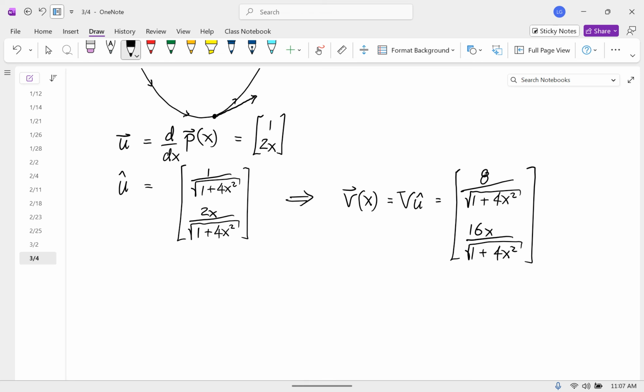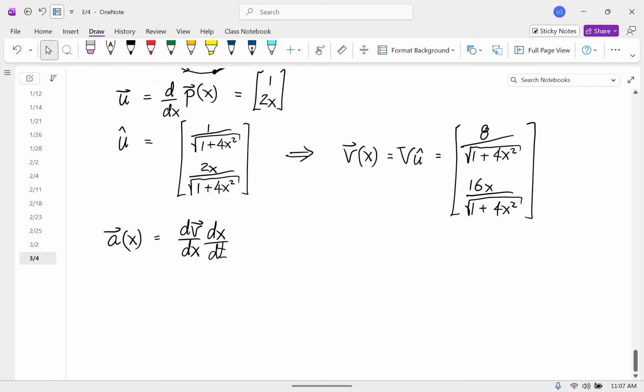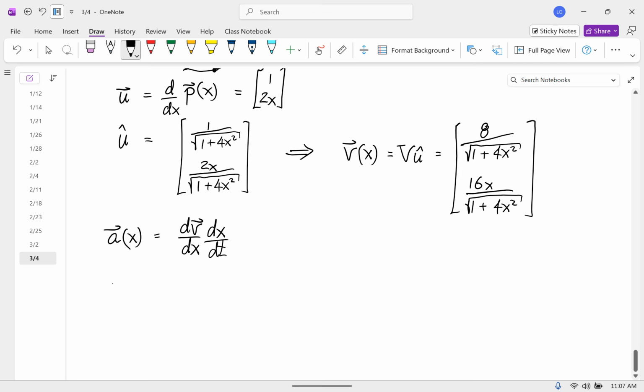All right, so now we have the velocity vector, and now it's just a chain rule problem, except it's a messy one because we have this ugly derivative to do. But the acceleration as a function of x is dv/dx times dx/dt. Okay, so dv/dx. So the first one isn't so horrendous, I guess.